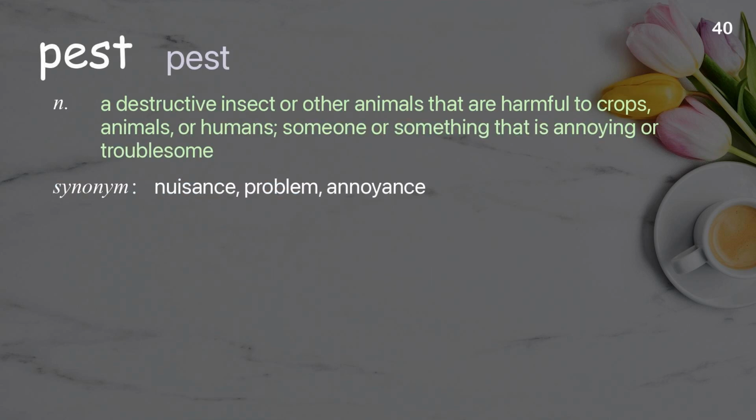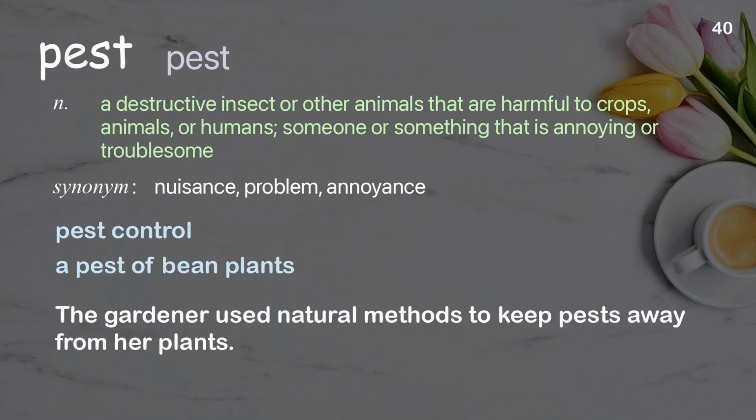Pest. A destructive insect or other animals that are harmful to crops, animals, or humans, someone or something that is annoying or troublesome. Examples: Pest control. A pest of bean plants. The gardener used natural methods to keep pests away from her plants.